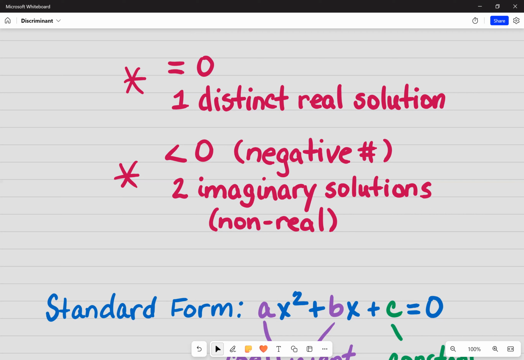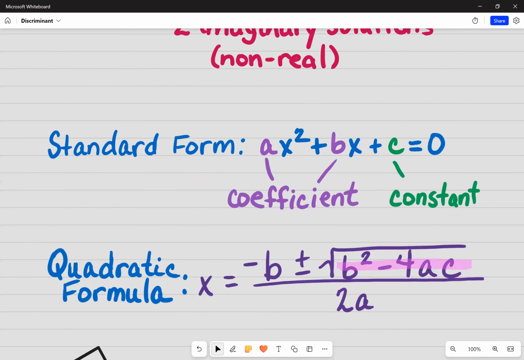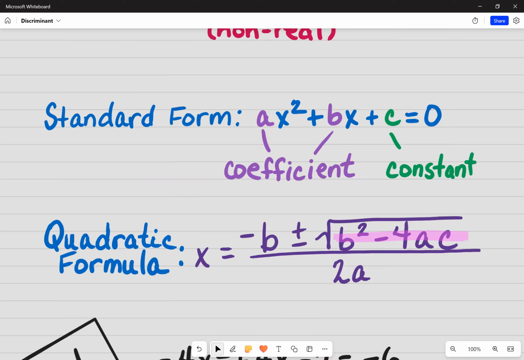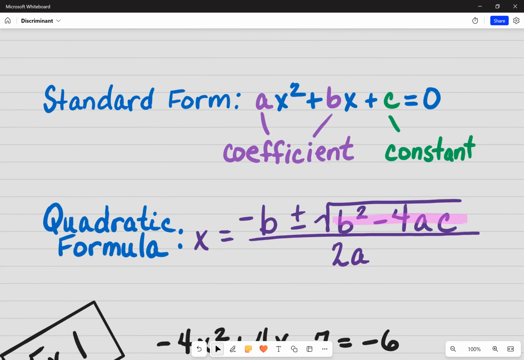And sometimes you will see the terminology non-real, which means imaginary, okay? You still have to recall your standard form, which is ax squared plus bx plus c is equal to 0. And notice that a and b are coefficients, meaning they're numbers only. And so is c. C is a constant, and that's a number that does not have a variable. So the coefficients have a variable, but when I ask for a and b, I only want the number, because that's what a coefficient is.